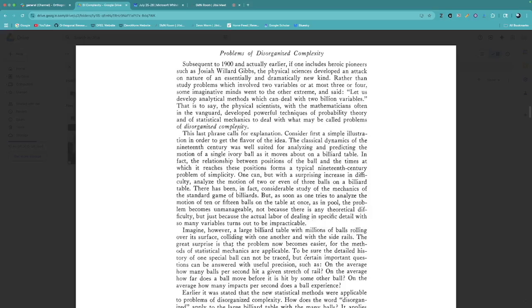One can, but with a surprising increase in difficulty, analyze the motion of 2 or even 3 balls on a billiard table. There has been, in fact, considerable study of the mechanics of the standard game of billiards. But as soon as one tries to analyze the motion of 10 or 15 balls on the table at once, as in pool, the problem becomes unmanageable, not because there is any theoretical difficulty, but just because the actual labor of dealing in specific detail with so many variables turns out to be impractical.